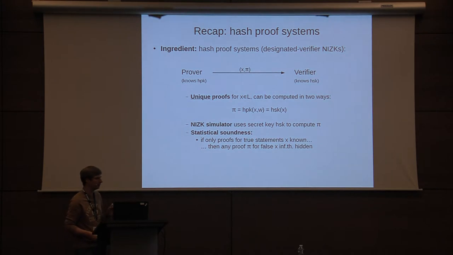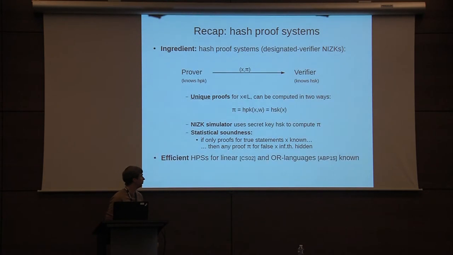This is the nice property of hash proof systems: we have statistical soundness, in the sense that proofs are unique. It doesn't matter if they're simulated or honestly generated. If you know only proofs for true statements, then any proof for a false statement, in the sense of the thing that the verifier then compares it with, is information-theoretically hidden. So the best thing you can do is guess, and you have statistical security there, exponentially small soundness errors. Okay, so this is the thing that we're going to use.